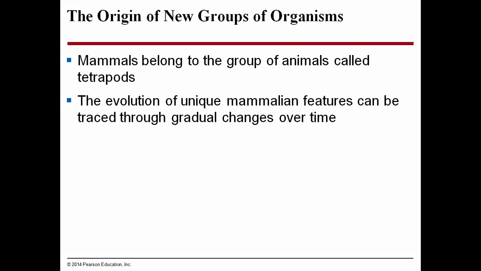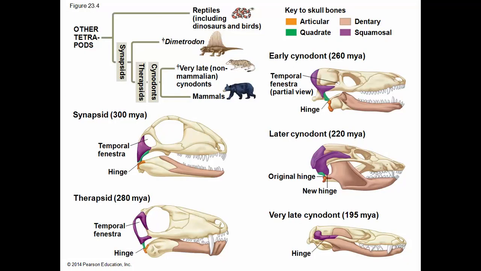The origin of new groups of organisms. Mammals belong to the group of animals called tetrapods. The evolution of unique mammalian features can be traced through gradual changes over time. Okay, here we show some of the lineage of mammals, remember we talked about Dimetrodon, through the therapsids into the cynodonts. Basically, what I want you to look at here is different parts of the skull bones, and they adapt to different conditions throughout time.